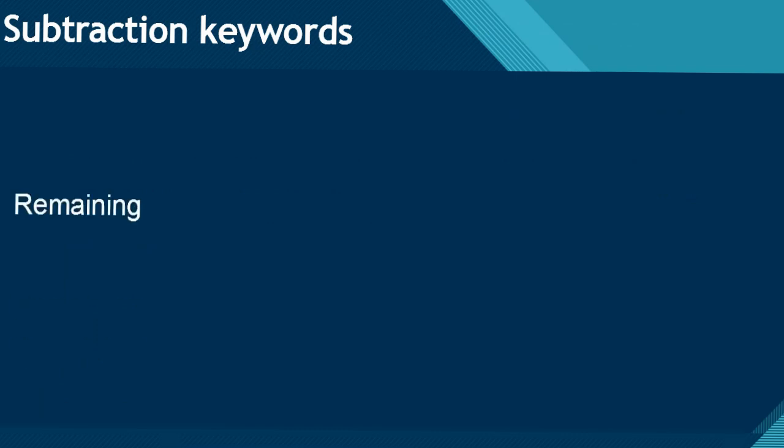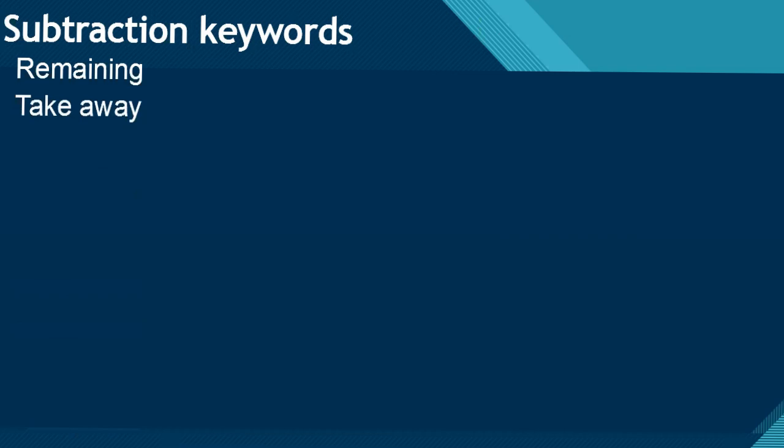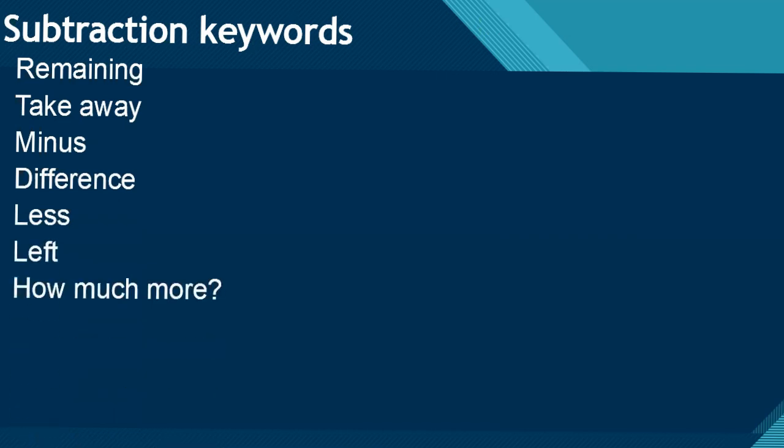So simply, first is remaining. If any remaining is coming in the question, then it means we need to subtract. Then take away, then minus, then difference, then less, left, how much more, fewer, remains, and decrease. If these kinds of keywords come into your story problem or word problem, then it means we need to subtract. Here we need to subtract.